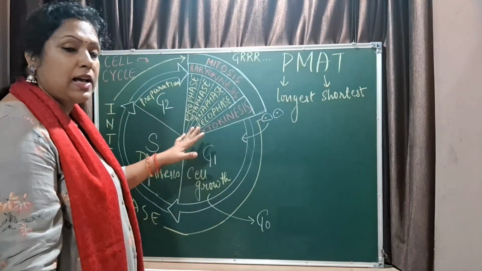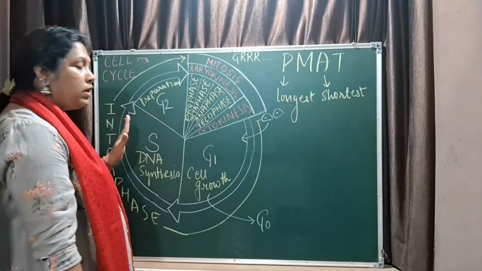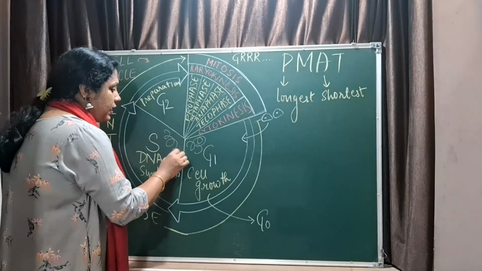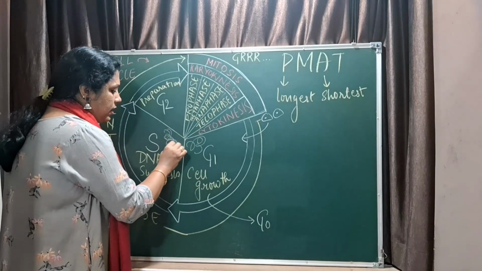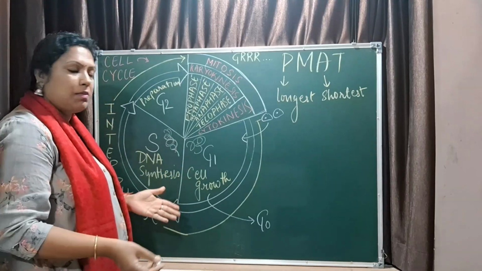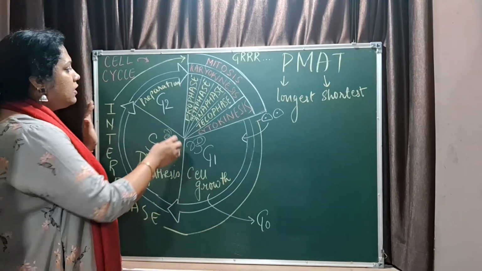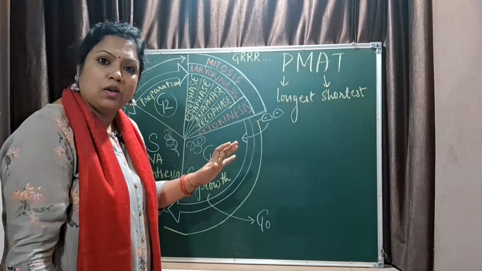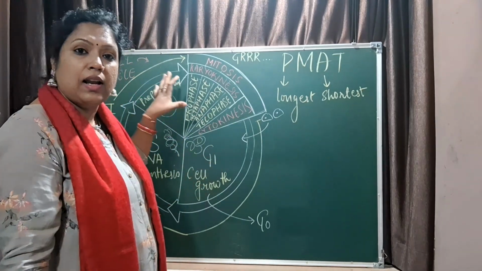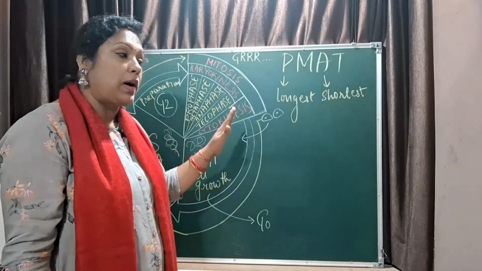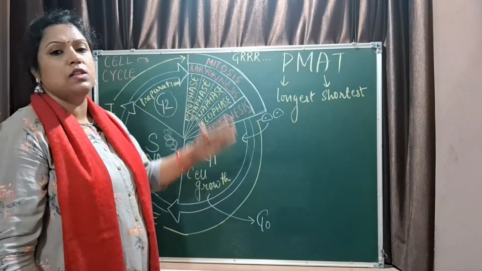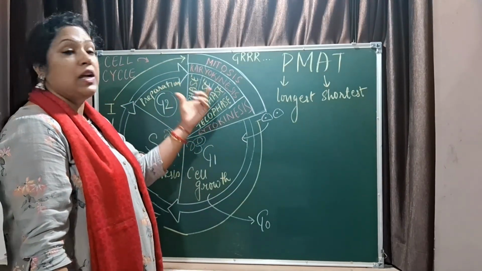Then after the cell has grown and matured, it enters into the S phase, where the DNA multiplies, where the DNA becomes double. After that, it enters into the G2 phase, which is also called the second growth phase, where the necessary RNA and proteins required for the mitotic phase are made. Then the cell enters into the mitotic phase, which is the division phase.